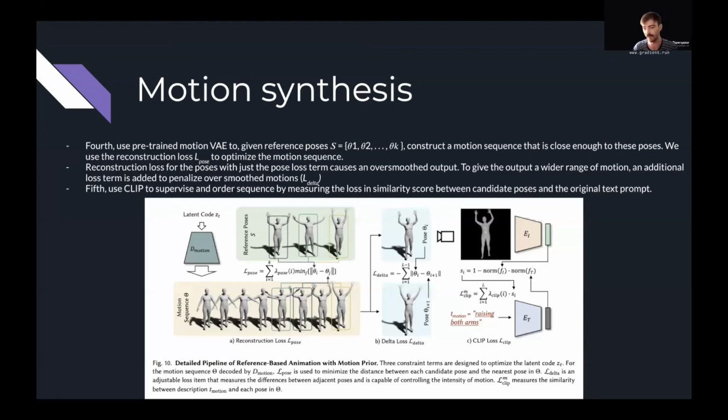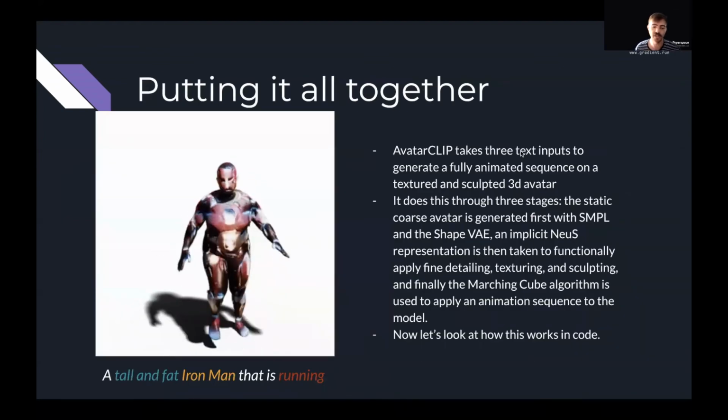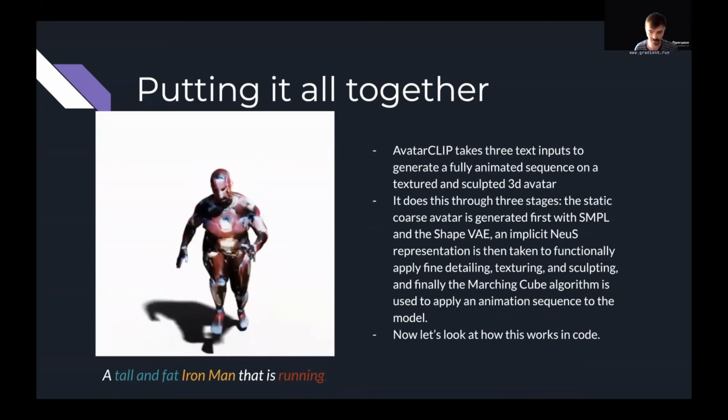So we are left with a sequence of poses that can then be applied to our 3D mesh to make it animatable. That is our textured and sculpted 3D mesh. Putting it all together, we get our tall and fat Iron Man that is running. As you can see, he kind of takes off there before he goes into a full sprint.